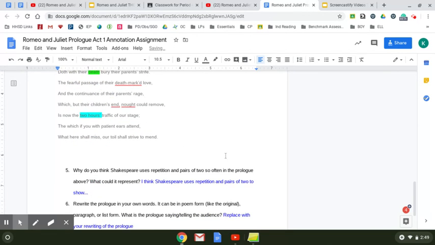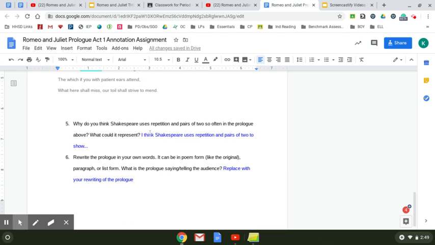Last but not least, why do you think Shakespeare uses repetition and pairs of two so often in the prologue? What could it represent? This is just your guess. And then rewrite the prologue in your own words. It can be in poem form like the original, paragraph form, or list form. What is the prologue saying or telling the audience?